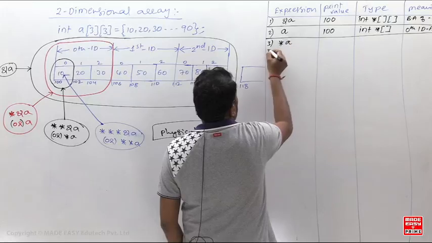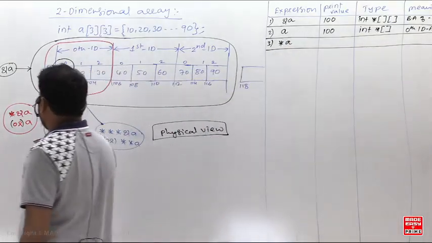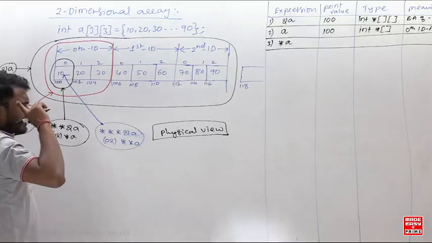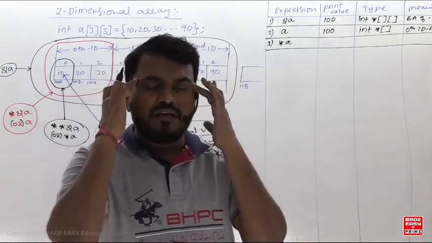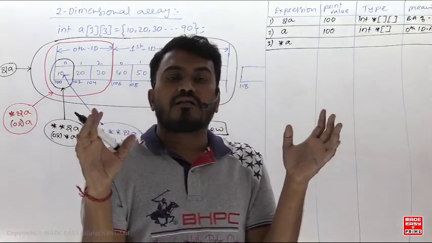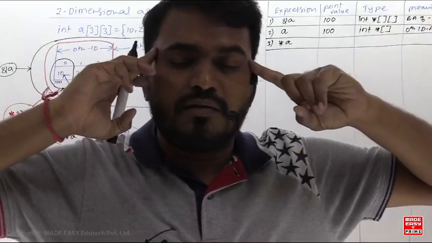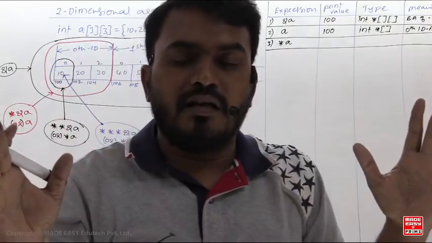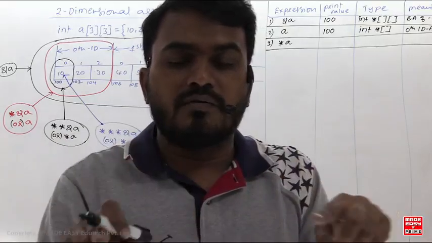If I say star A, tell me what will print. Star A. Look here. Just understand and visualize the diagram. Listen to me carefully. Make the picture in your mind first. Close your eyes. Only look at me. Two-dimensional array. Make the picture in your mind.